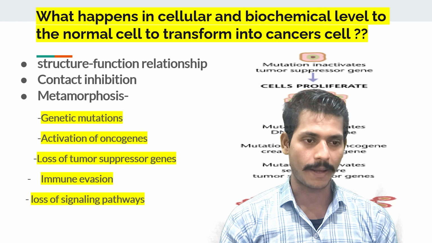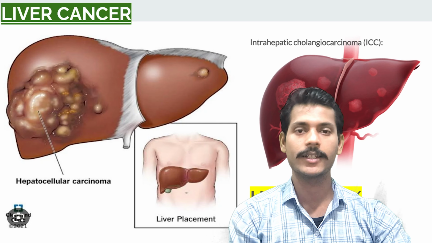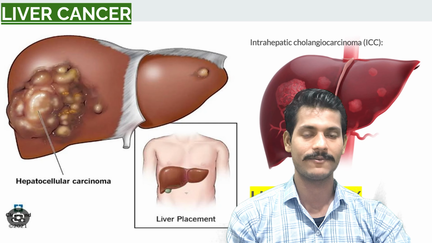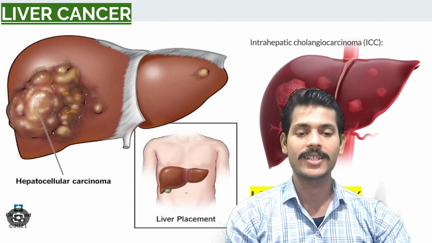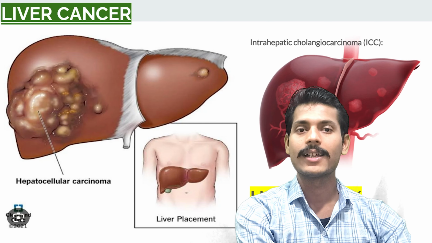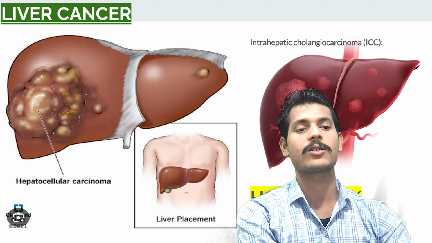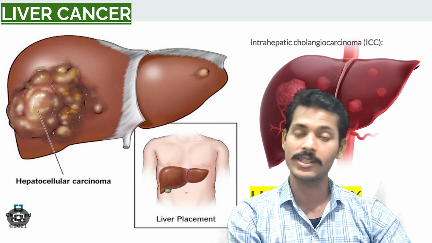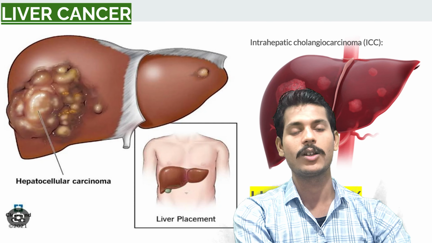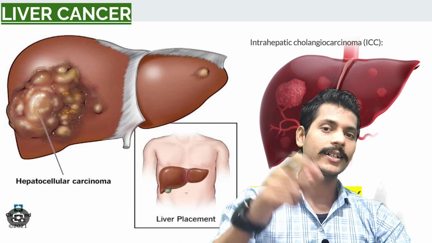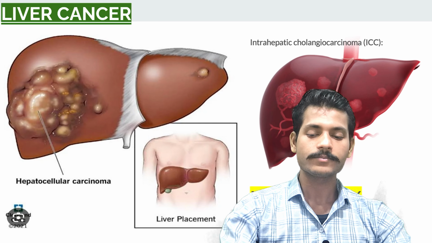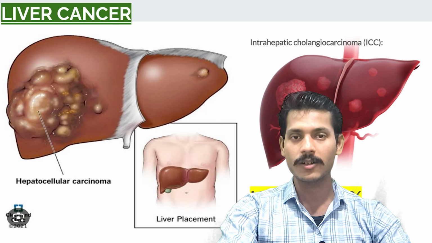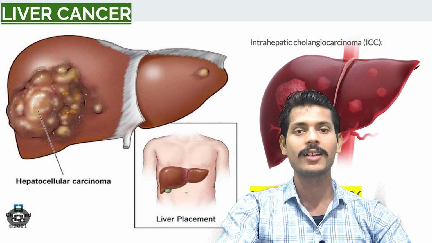See the liver cancer. We've seen the different terminologies about liver cancer, but generally liver cancers are divided into two classifications. One is called HCC, hepatocellular carcinoma. Another one is called intrahepatic cholangiocarcinoma. We've seen hepatocytes, we've also seen cholangiocytes. Cholangiocytes are basically the bile duct cells, and the hepatocytes are the liver cells.